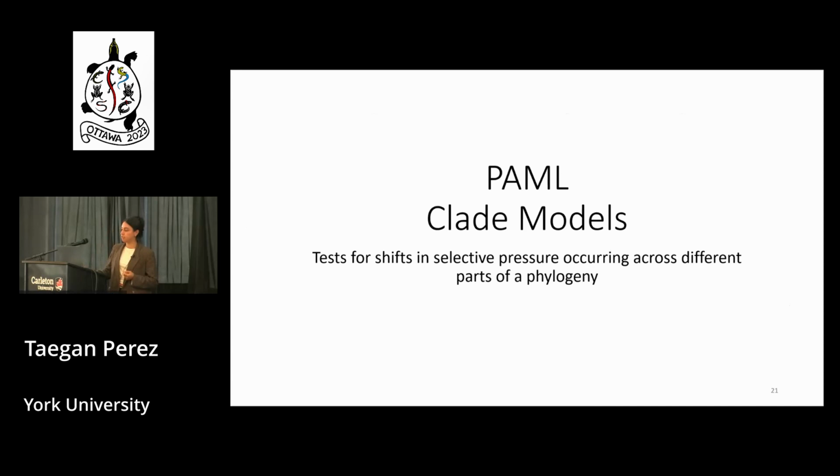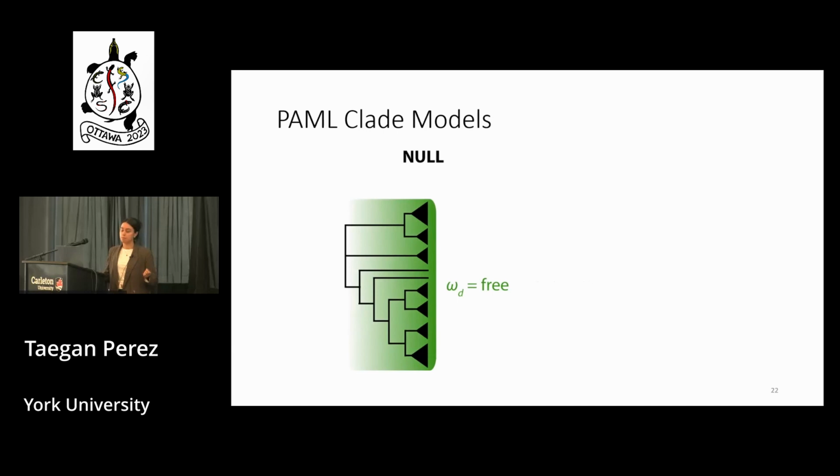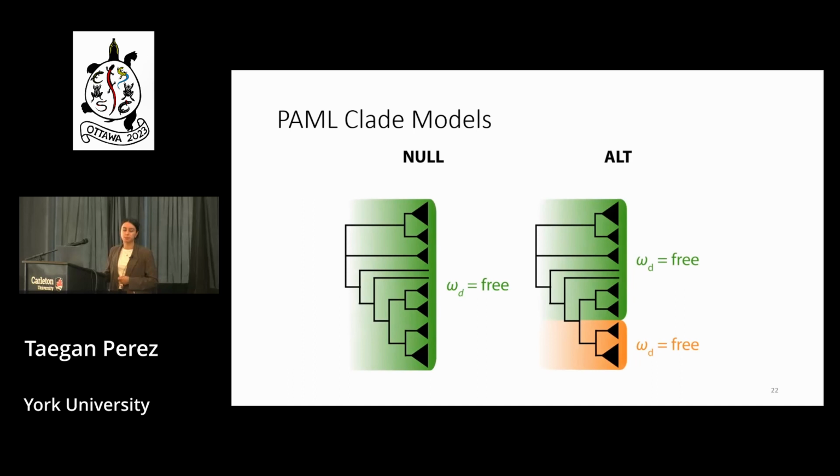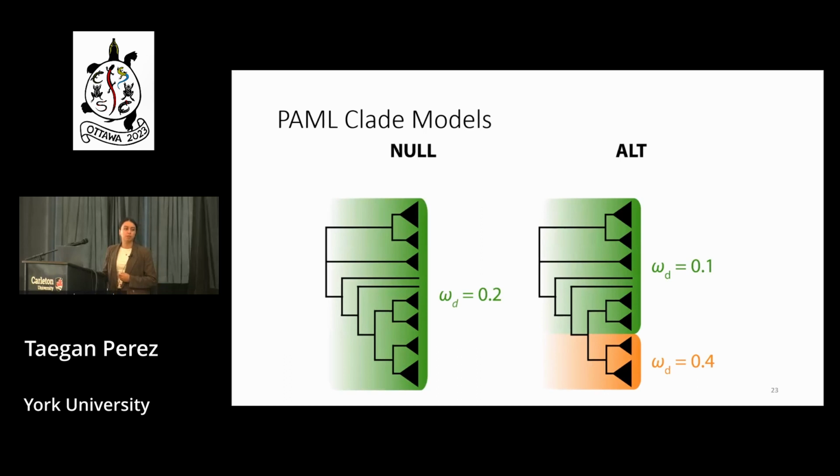The next set of models, which I might not have enough time to talk about, allow us to test between different partitions or subsets of a phylogeny. So they look for shifts in selective pressure. To do this, we start with a null model that assumes that selective pressure, or omega value, is the same across an entire phylogeny. Our alternative model is that there's a difference between one subset of the phylogeny versus another. For example, overall, we could have an omega value of 0.2, but in one subset it could be 0.1, and in another, it could be 0.4.